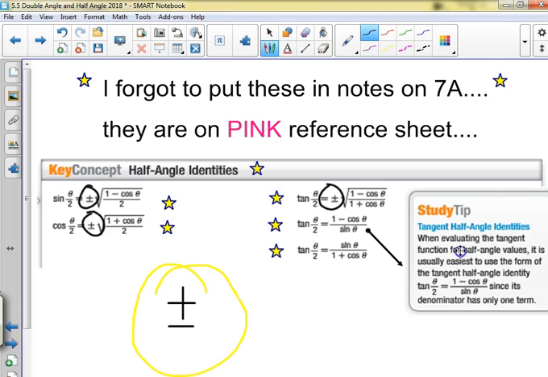It says here, when evaluating the tangent function for half angles, it's usually easiest to use the form tangent half angle identity. This one, it says, is easier to use since it has only one denominator.